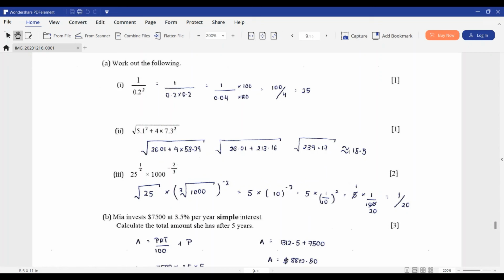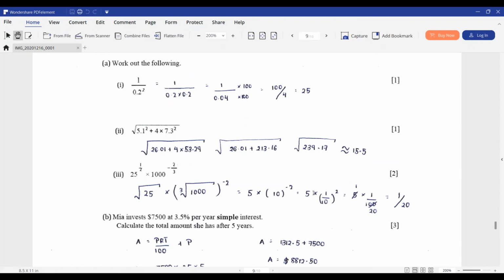Roman 3. 25 power half times 1000 power negative 2 over 3. So whenever you see power half, that means under root. So 25 power half is under root 25. Now what does this negative mean? So we're going to ignore that for now. So basically this over 3 means cube rooted. So open bracket, cube root 1000 and power it by negative 2. So under root 25 is 5 and multiplied by 10 power negative 2.